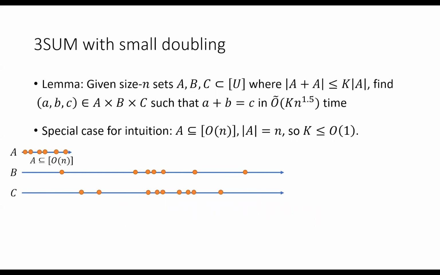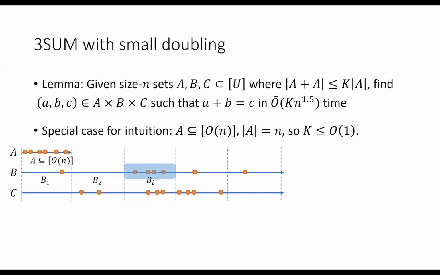So let's look at the special case of low small doubling set just for intuition. Let's say the set A is just a very dense set in an interval of constant times n length. So the doubling constant is constant. And so in this case, what we do is to divide the other two sets B and C into intervals where each interval has length order n.